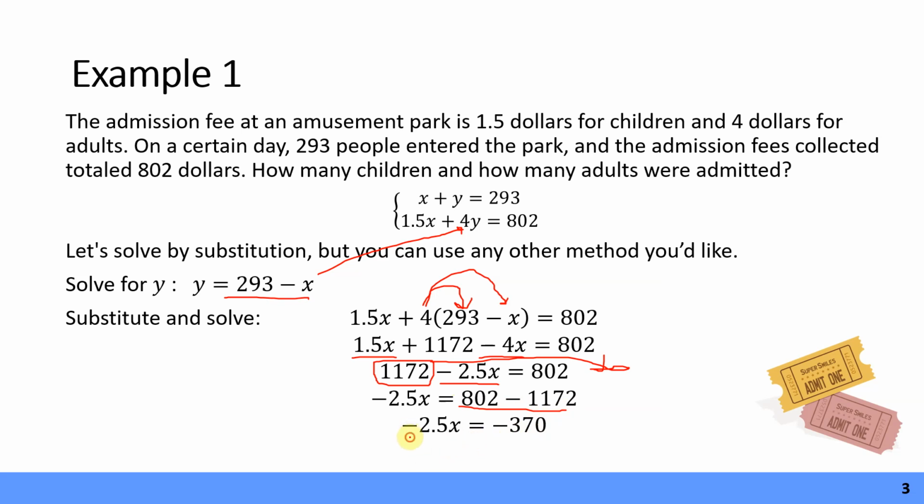It's okay. The last thing we do here is divide both sides by negative 2.5. You always divide by whatever is in front of the x. So once I divide both sides by negative 2.5, I get that x equals 148.